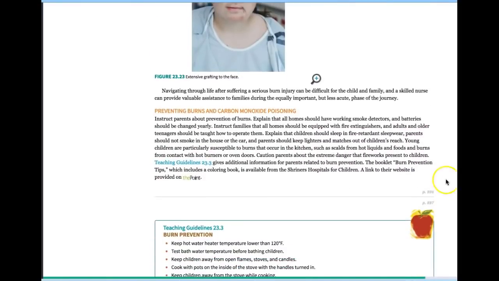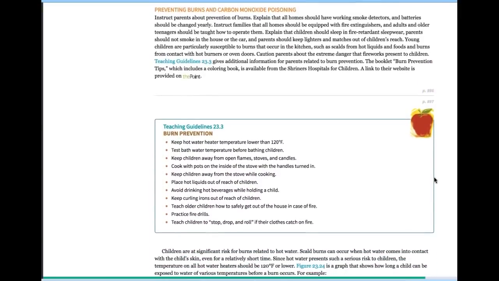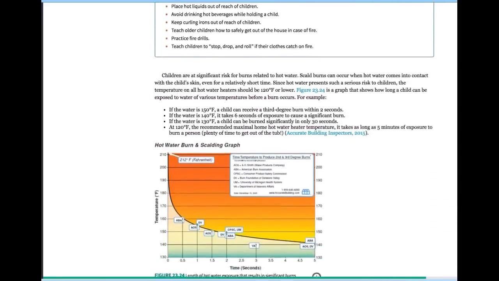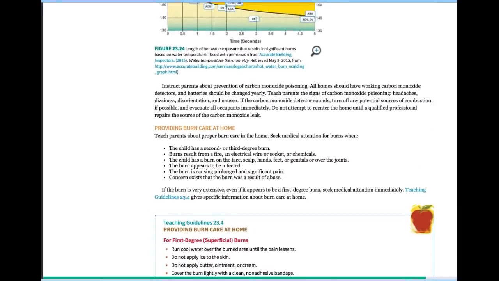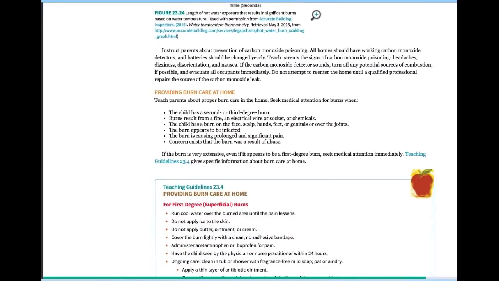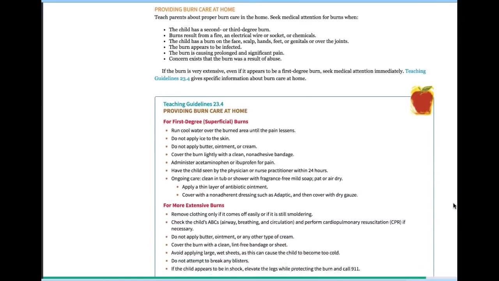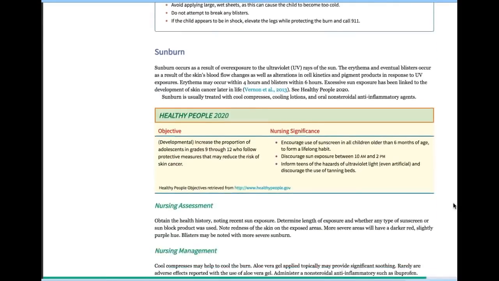Carbon monoxide poisoning with burns doesn't have anything to do with the skin, but some good teaching on carbon monoxide poisoning could happen here. Here's some burn prevention. These are great things to teach your parents. And then burn care at home. Parents do take care of burns at home. Usually it's a Silvadene, change the dressing type regimen. So good teaching there. Make sure they wash their hands and know when to come back.